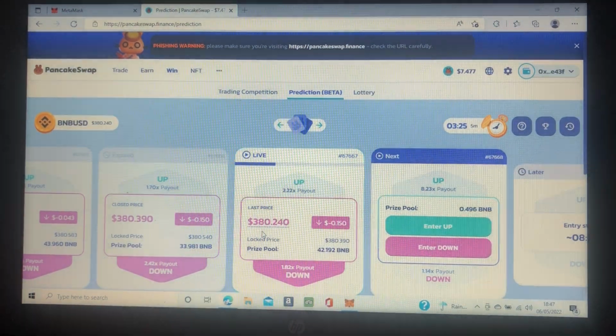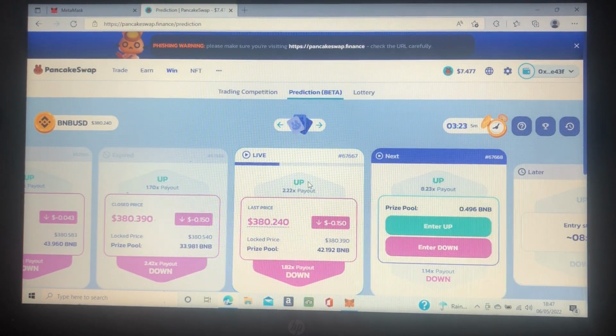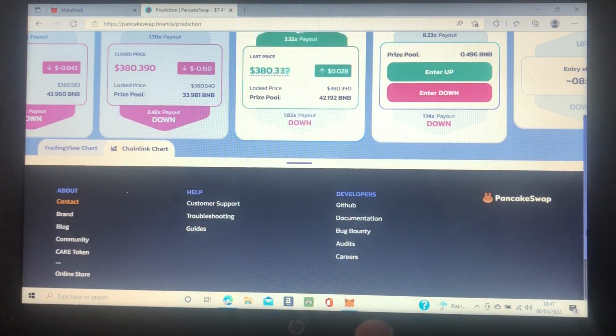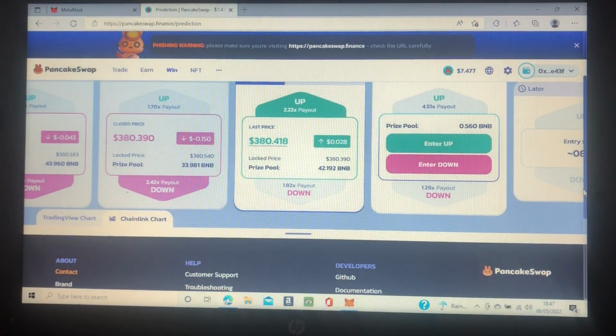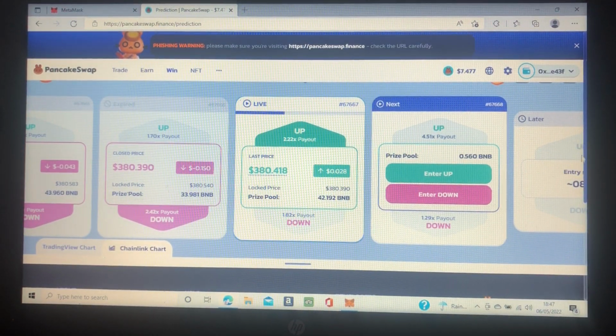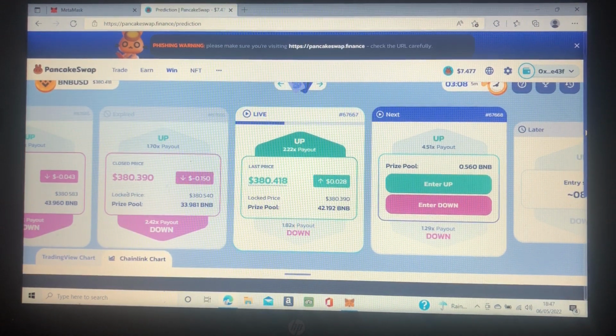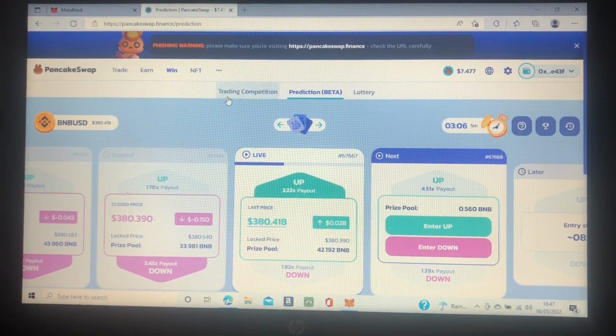It's like gambling here. So here you could just enter up, enter down. I basically do not come to this part of this exchange, so I really do not know so much about it, but to the best of my understanding it is based on prediction. So I think if you predict that the price will go up or the price will go down, you win. Yeah, something like that.